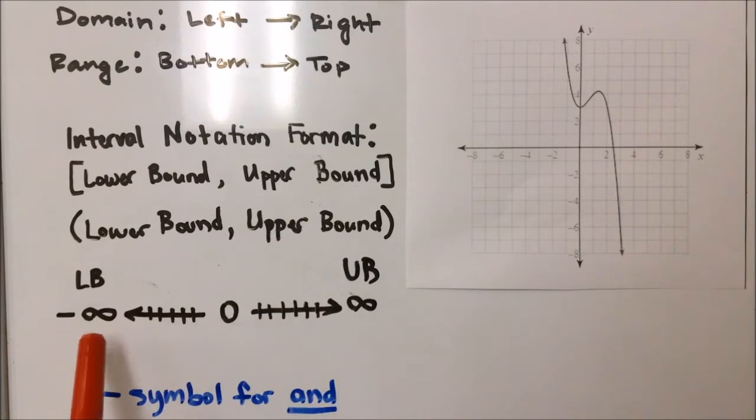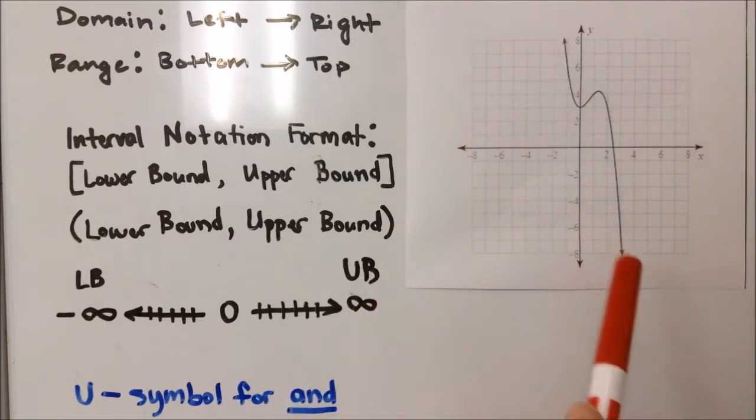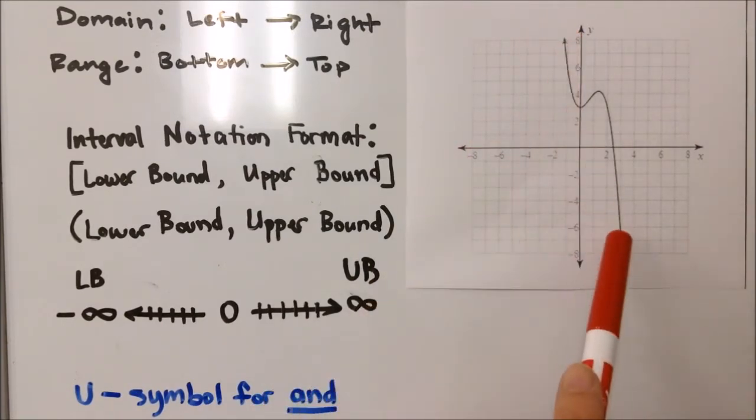You only use this if the graph is continuous, and you would know that it's continuous if it has arrows. Just like these two right here, the graph have arrows, that means it's going to go on forever, or to negative infinity or positive infinity. And when you have multiple domains, multiple range, you can have 2 domains, you can have 3 range. So if that ever happens, we're going to use this symbol, the U symbol, for AND. So let's take a look at the first example.